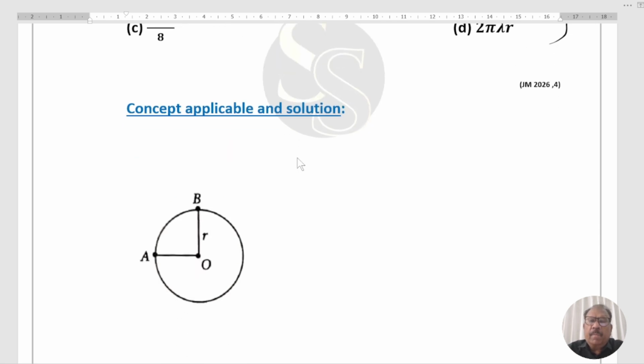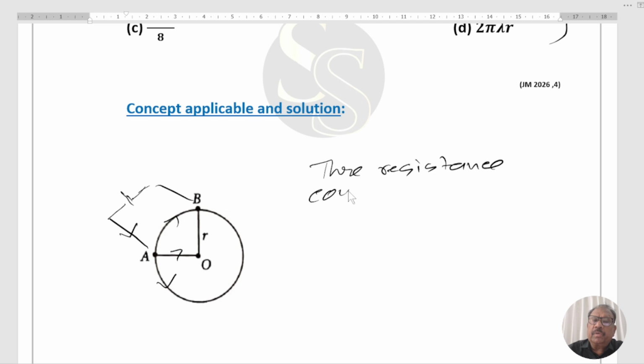Now, in this case, we have to find the equivalent resistance between points A and B. A and B means current will enter from here. It will go this way, this way, and this way. 3 resistances are in parallel combination.